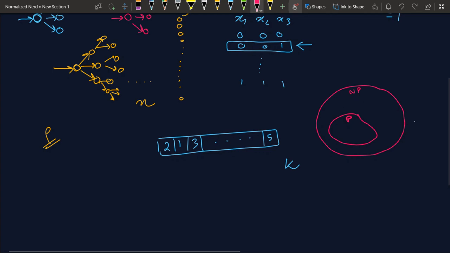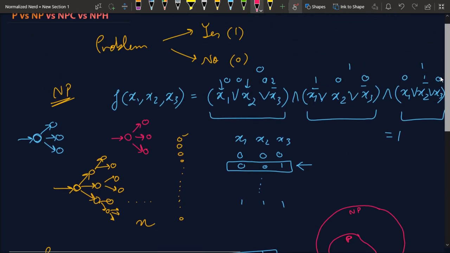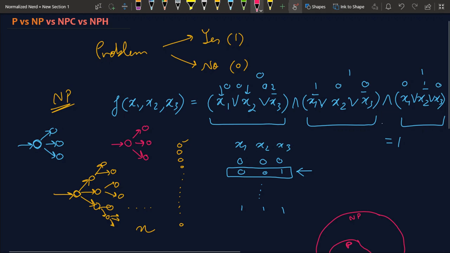Now let us go back to the Boolean satisfiability problem. Actually, I should mention here that the number of clauses can be as many as you want, okay? Now just look at the number of possible certificates for this problem. You can see that there are 2 to the power 3 possible certificates, right?